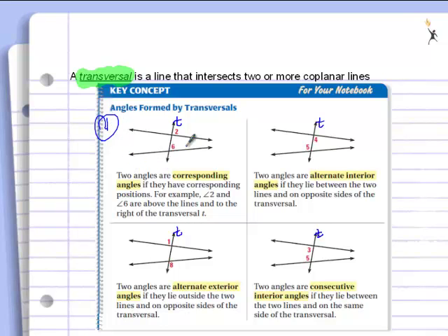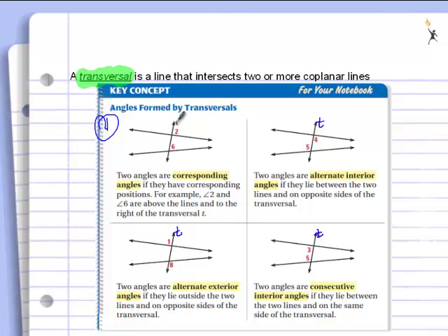2 angles are corresponding angles. If they have corresponding positions, well, that's like saying a hot dog is hot when you heat it up. Obviously, if they tell me that they're corresponding, they're in corresponding positions. Corresponding angles are angles that are in the same relative position. And let me show you what I mean by that.